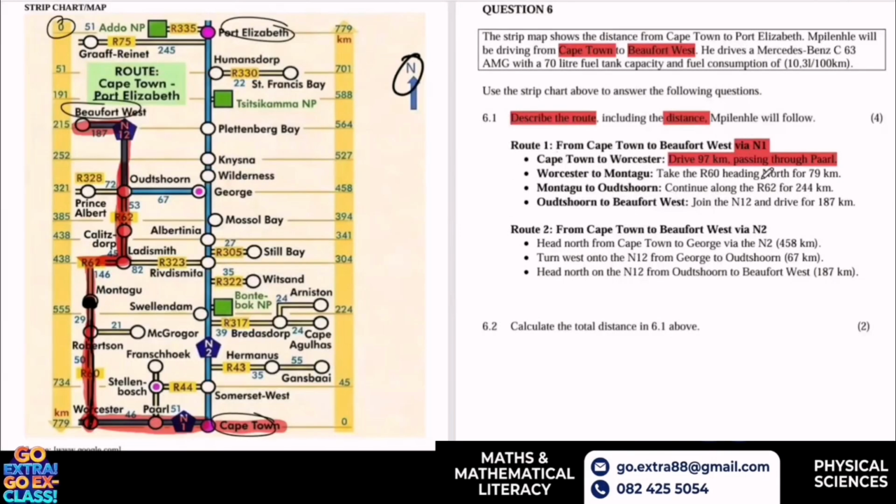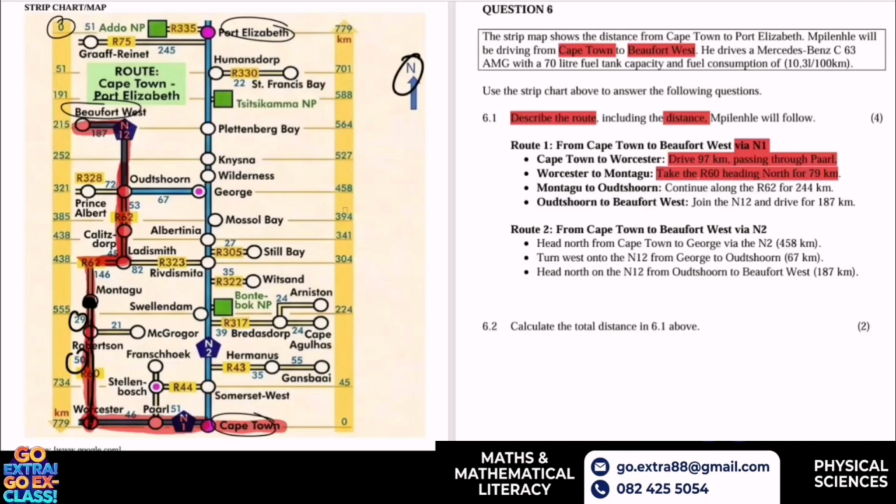So now this will be heading north, and for how many kilometers? For 79 kilometers. Where did I get 79? You add the distance from Worcester to Robertson, which is 50 kilometers, and from Robertson to Montagu, which is 29 kilometers. If you add these two, that's where I get 79 kilometers. So that's how I've highlighted the first point there. That is the second point.